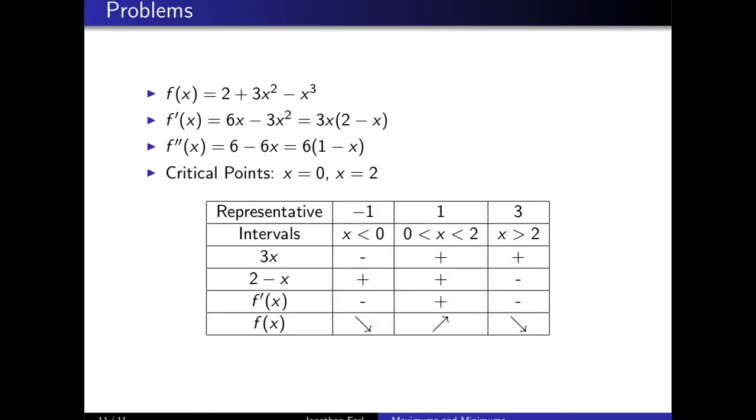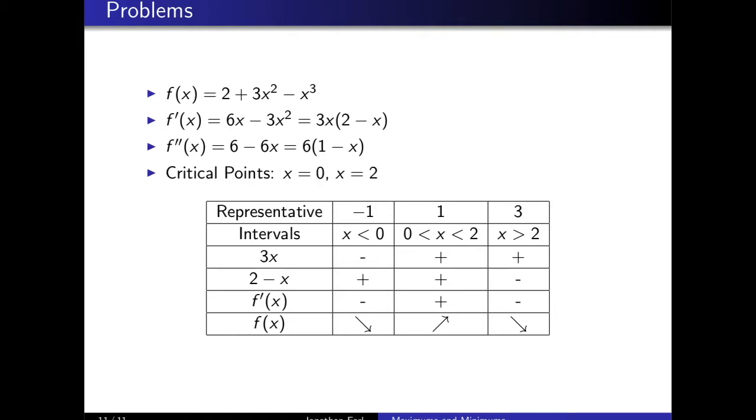Okay, so as before, we want to find our first and now second derivative, and we want to factor both. So we'll find the first derivative as 3x times 2 minus x, and our second derivative is 6 times 1 minus x. Clearly we're dealing with polynomials, so everything exists everywhere.